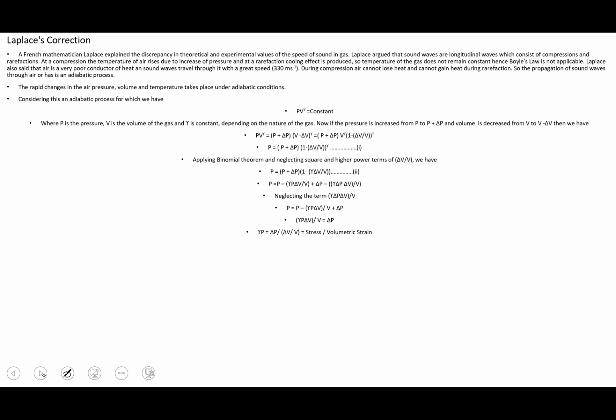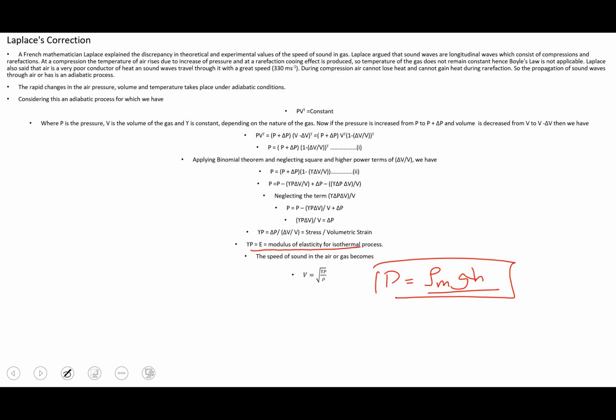So gamma P is equal to P divided by delta V divided by V, which, we know, P is stress and delta V divided by V is volumetric strain. So now we know that gamma P is equal to the elastic modulus of the isothermal process. Putting in the values, the speed of sound of the gas becomes V is equal to gamma P, and we know the value of P, which is equal to rho m g h. Now putting this value of P in this case over here.